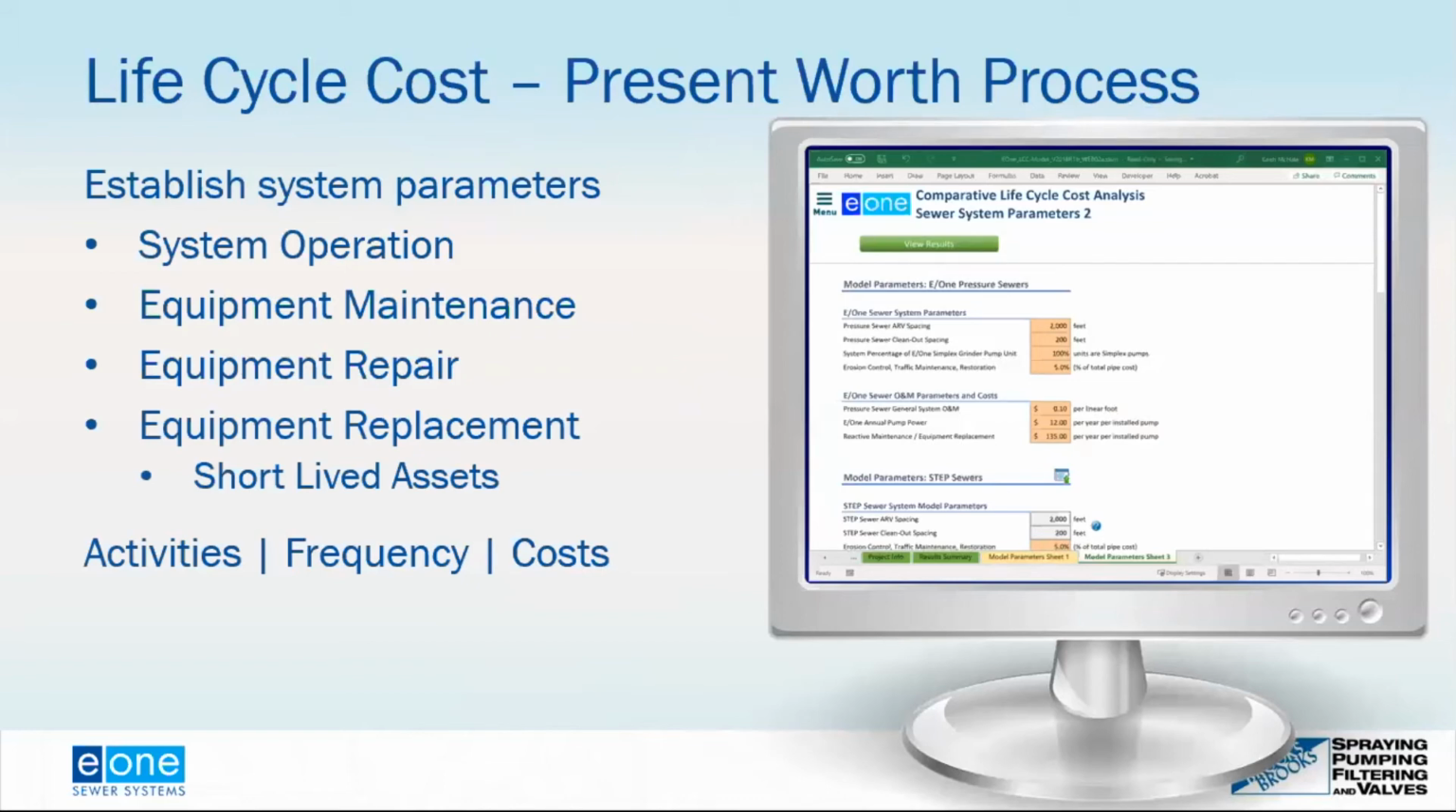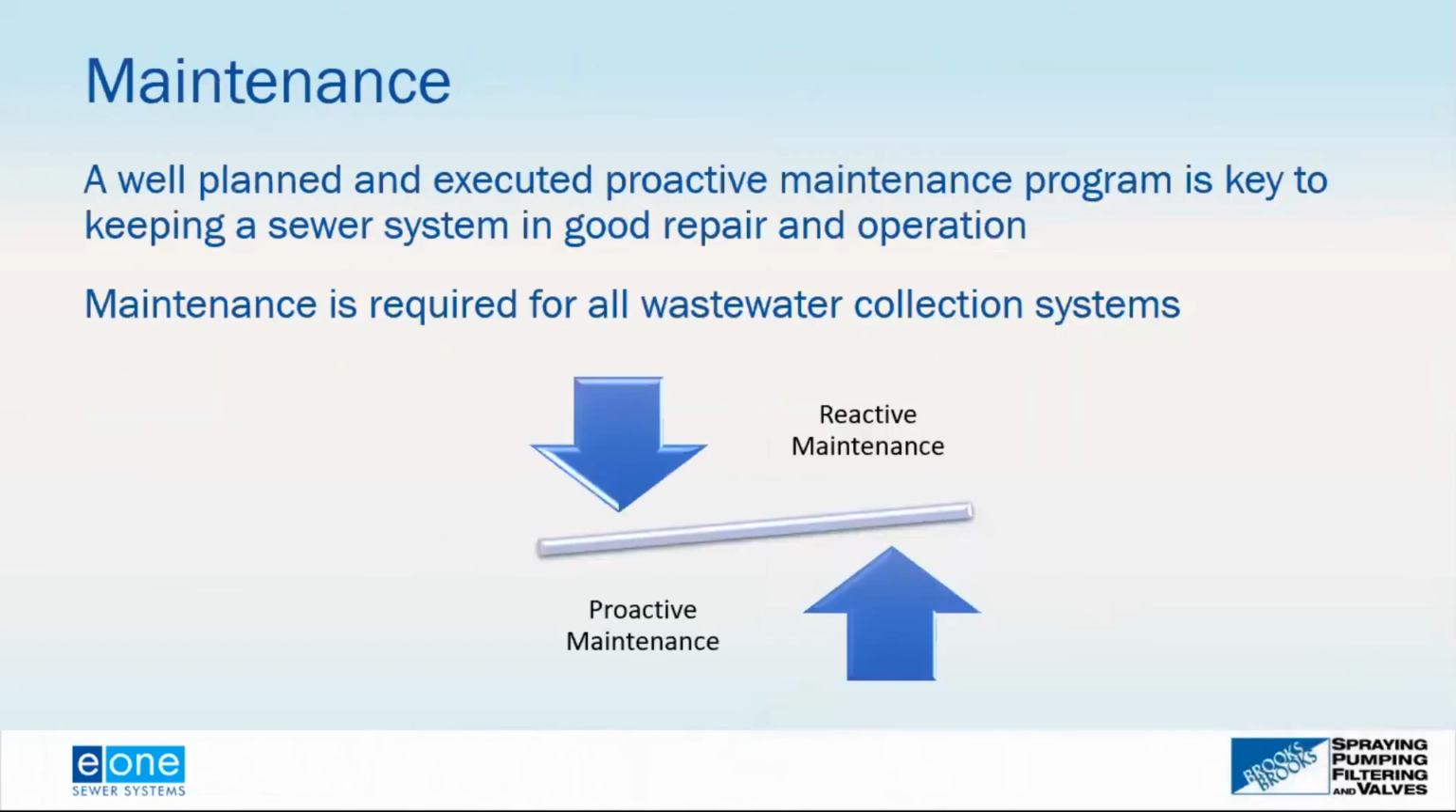Then you want to look at your system parameters as they're related to operation and maintenance. Here you've got to make sure you capture all your operation and maintenance, all your equipment maintenance, your equipment repair, as well as your equipment replacement, your short-lived assets. If you have a pump that might have to be replaced, or a component that has to be replaced every 15 years or so, you want to make sure you account for that. So you want to pick up the activities and the frequency and the cost and put those into a structured methodology, such as the E1 life cycle cost model.